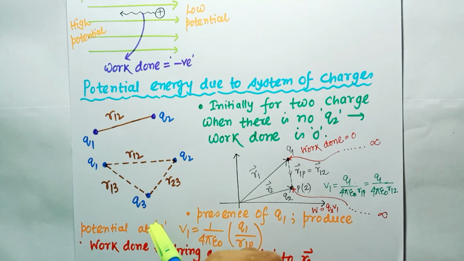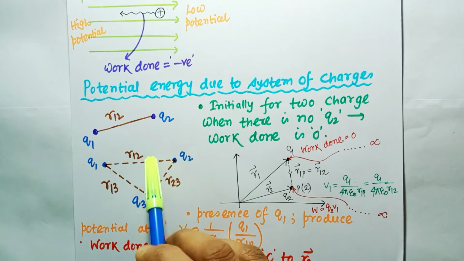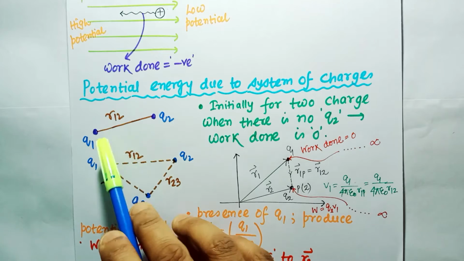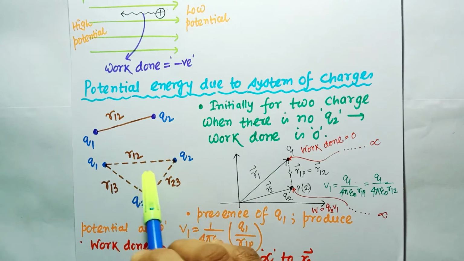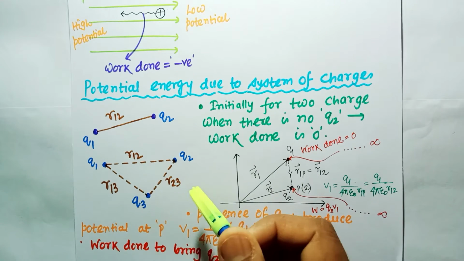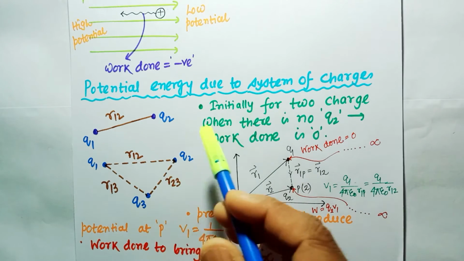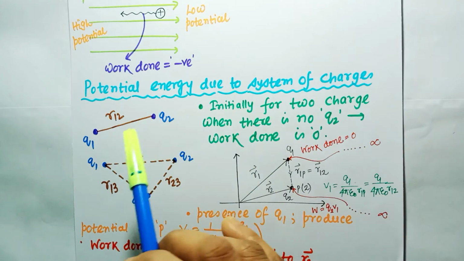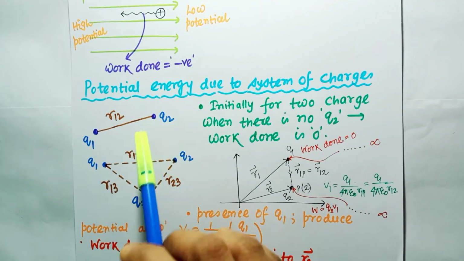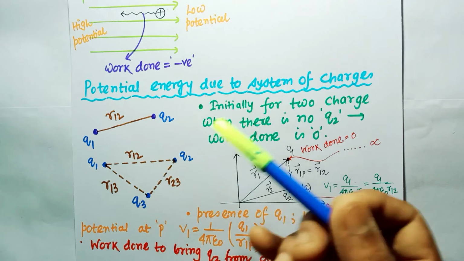Initially, suppose I assume that both Q1 and Q2 are not there. I assume that initially Q1 and Q2 are not at that point. Initially both are at infinite distance. And how much do I need to calculate the potential energy? It means from infinity, if I bring both the charges Q1 and Q2 into this configuration, how much work needs to be done?